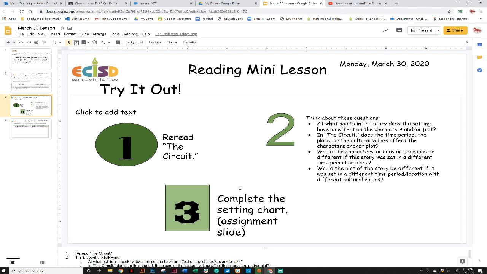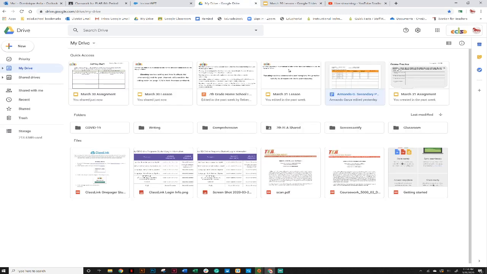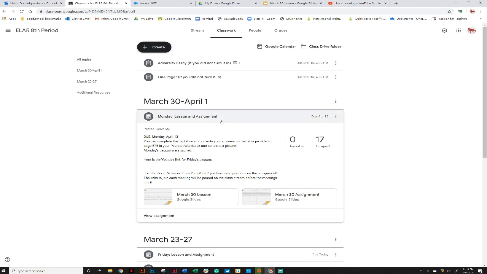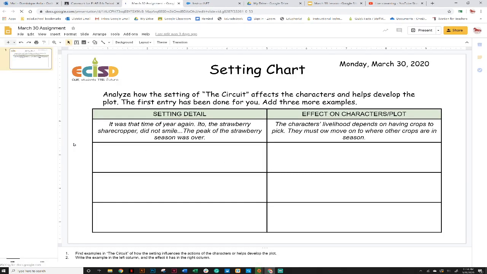3, you're going to complete the setting chart, which is on the assignment slide. Again, all you have to do is go right here under March 30th through April 1st, click on Monday lesson and assignment, and click on assignment. Analyze how the setting of The Circuit affects the characters and helps develop the plot. The first entry has already been done for you. All you have to do is add 3 more examples.